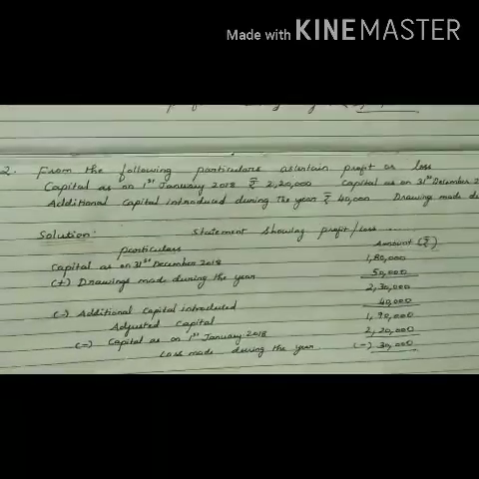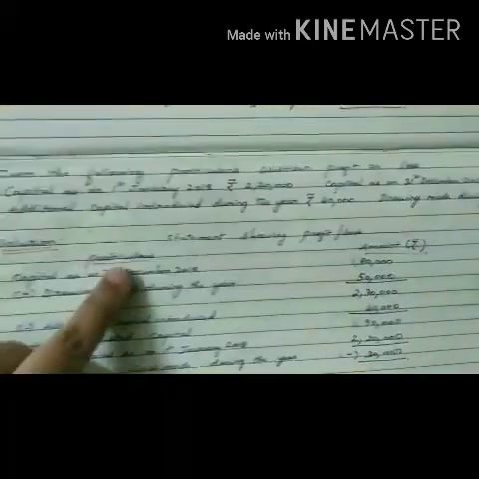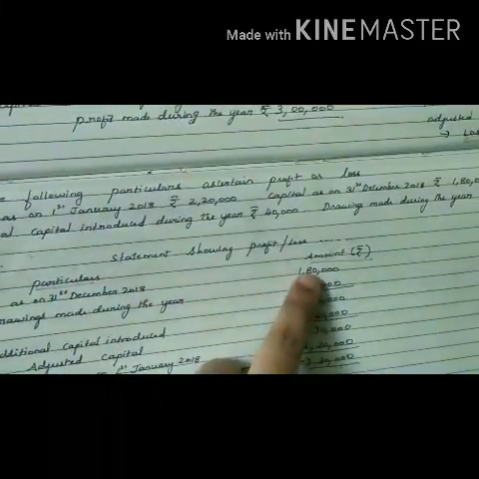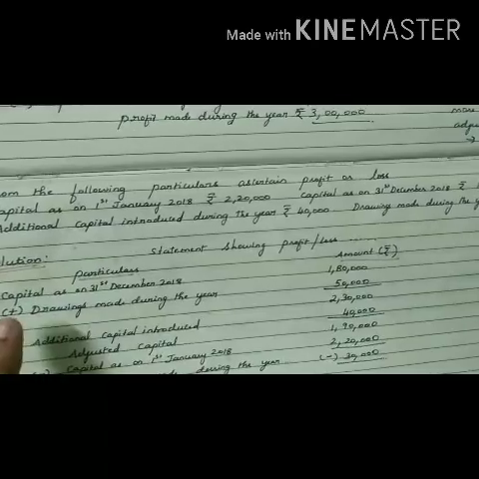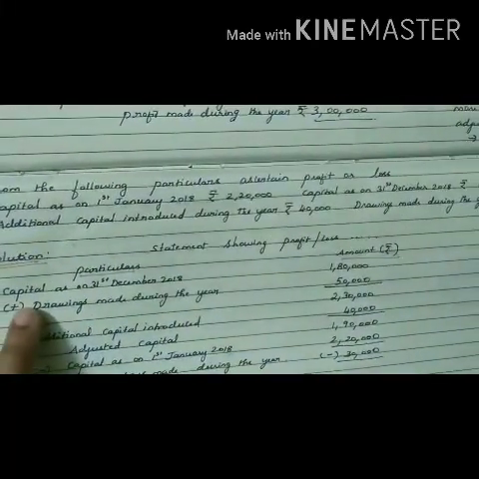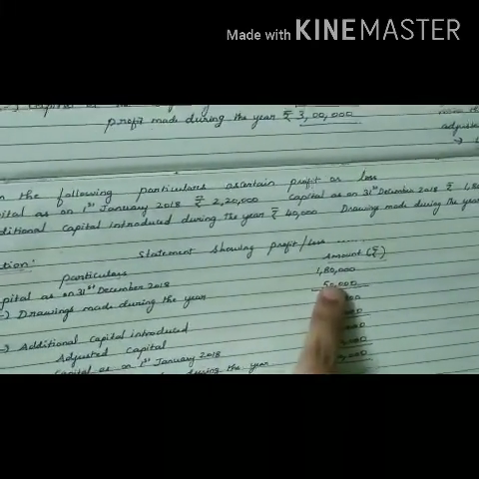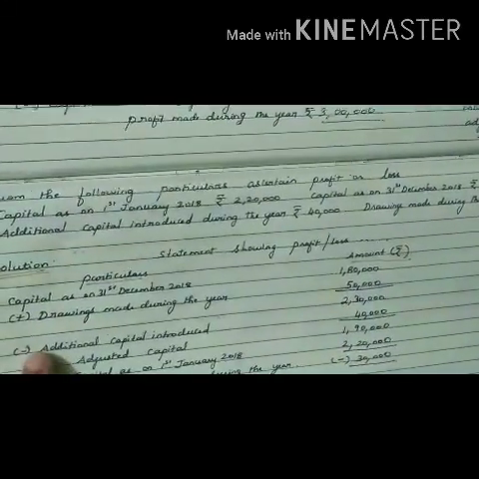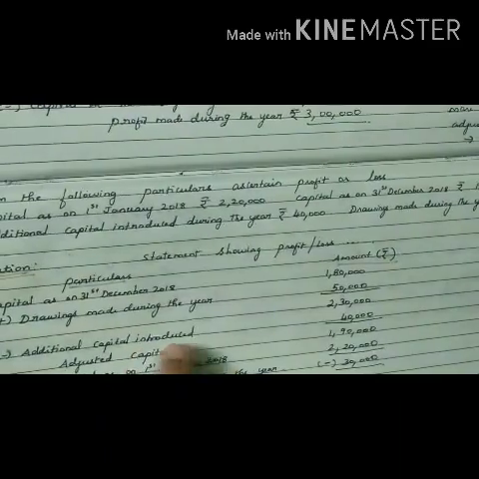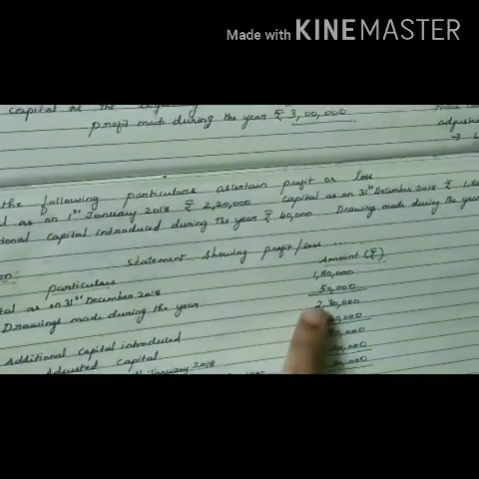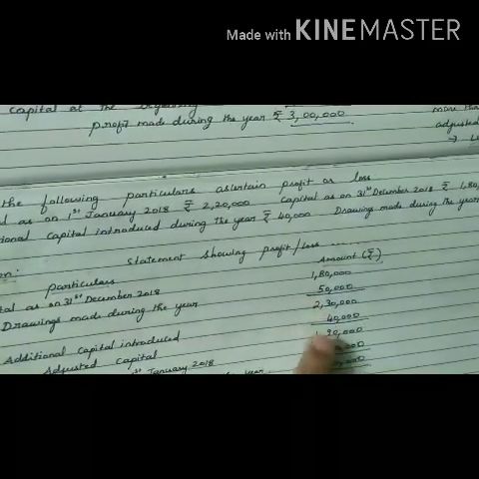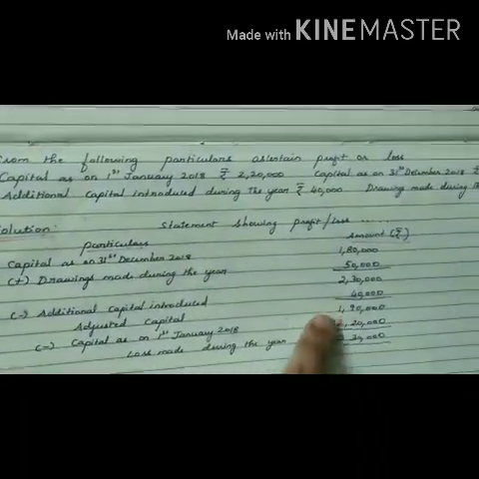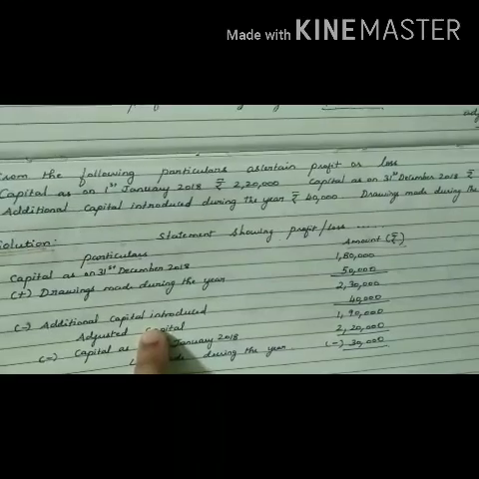We will start with the capital as on 31st December 2018, 1,80,000. This is the closing capital. You have to add the drawings made during the year, 50,000. So you get 2,30,000. From this, deduct the additional capital introduced, 40,000. So 2,30,000 minus 40,000 gives 1,90,000. This 1,90,000 will be your adjusted capital.